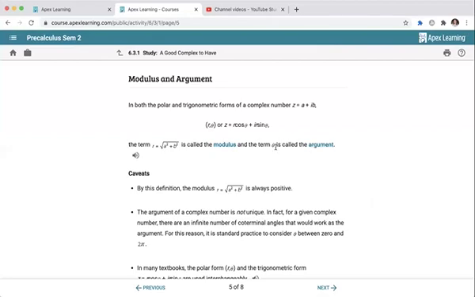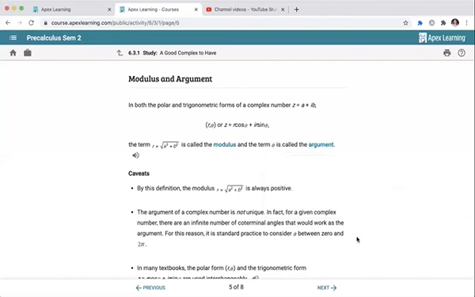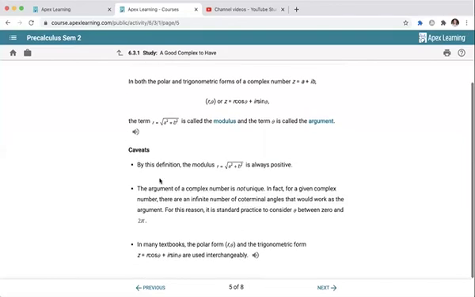Our theta, our angle term, is called the argument when we're dealing with complex numbers. So the angle of a complex number when written in polar form is called the argument. Therefore, by this definition of modulus, r is always positive. Even though normally you'd take the square root and have a plus and a minus, it's always going to be positive in this case.